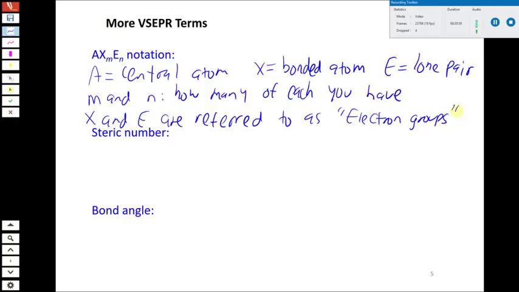Now some other terminology. This is one that I definitely know your book doesn't use, but this is how I learned it when I was your age a long time ago, and that is steric number. Steric number is the sum of M plus N. In other words, it's the total number of electron groups around the central atom. And as we'll see, this total number of electron groups dictates the electron group arrangement. That's all you need to know to figure out which electron group arrangement these things fall into.